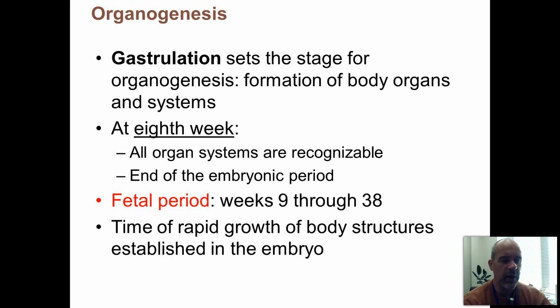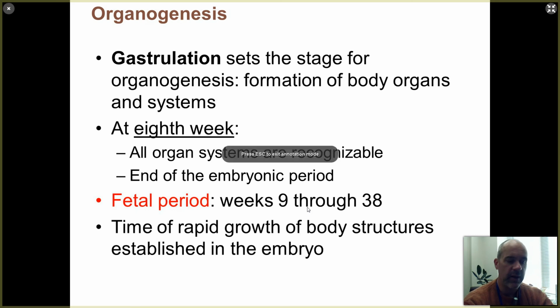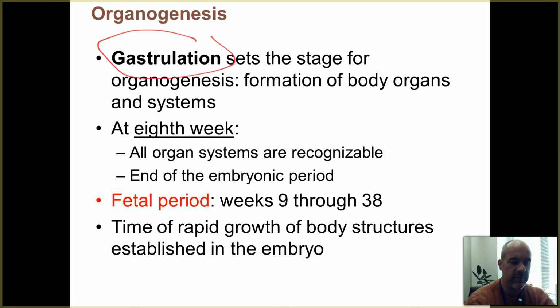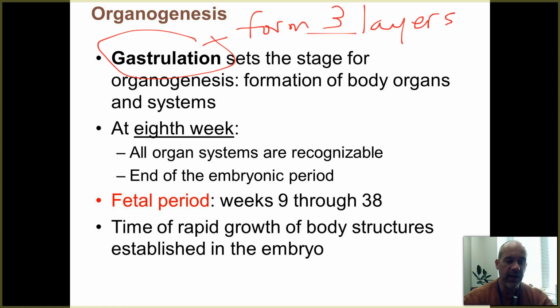This process by which an embryo develops into those three layers is called gastrulation. That's what that term is referring to. So you form the three layers. And then, as we've seen, that's going to set the stage for organogenesis. That means formation of all of the body's organs and systems. And we just reviewed what key things are derived from each of those layers.